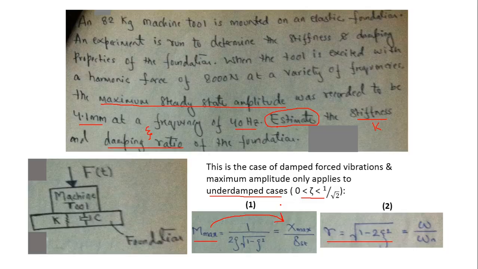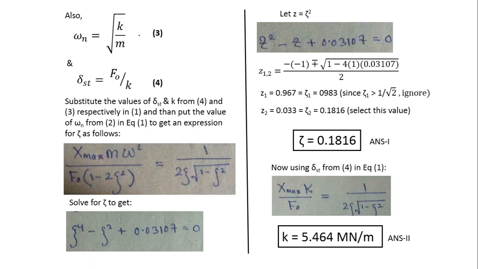in combination with these two equations, we can write down the very famous equation of the natural frequency, which is omega n equals under root k by m. Let it be equation number 3. And we also know that delta st, the static deflection, is equal to the magnitude of the force applied upon the stiffness of the system, that is k. So this is equation 4. Now we need to find the value of zeta, and then if we can find the value of zeta, we can also find the value of k.